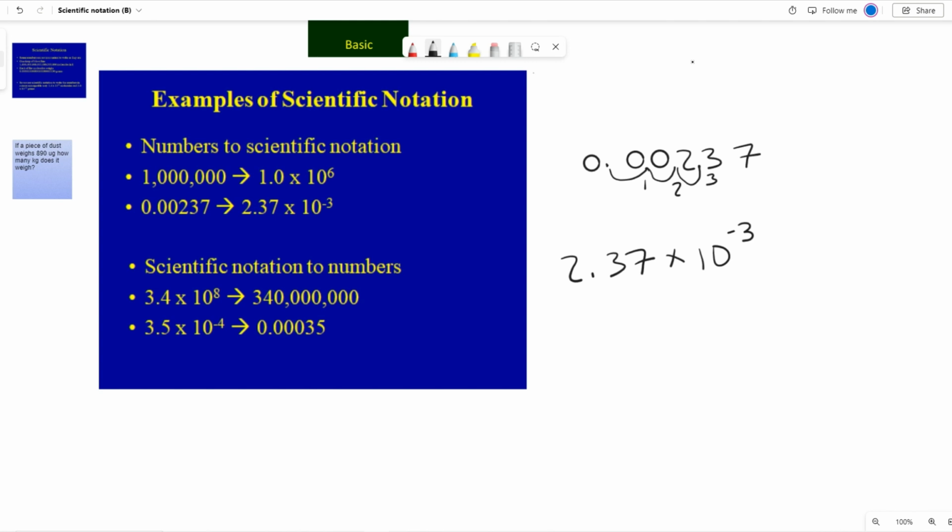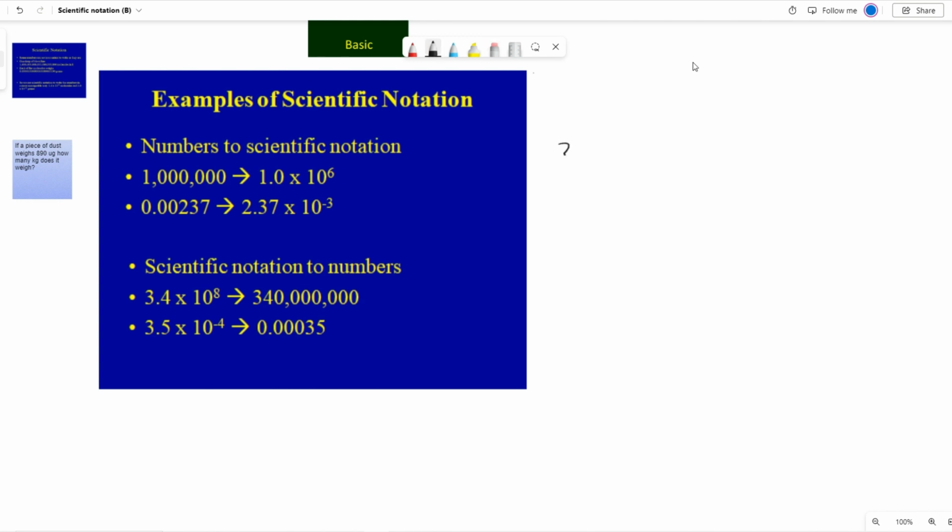So 2.37 times 10 to the negative 3 means I'd have to move the decimal place 3 spots over to make this smaller. So those are two examples where you're starting with numbers and converting them into scientific notation. Now let's take a look at a few examples of scientific notation and how to convert them into numbers.